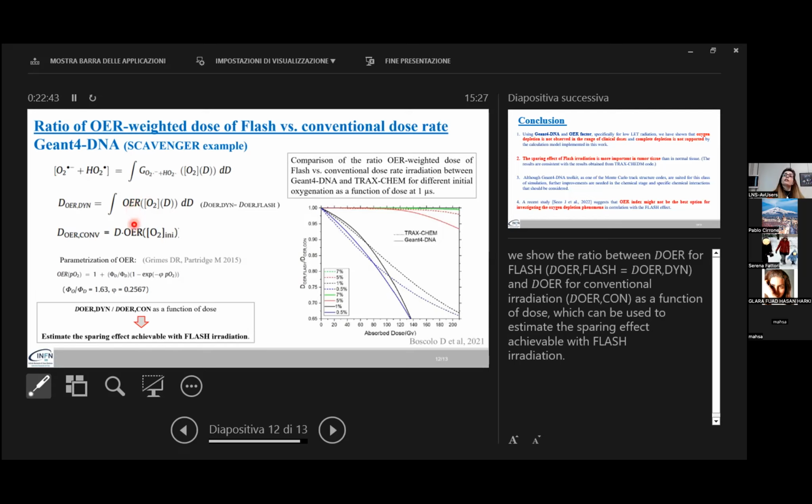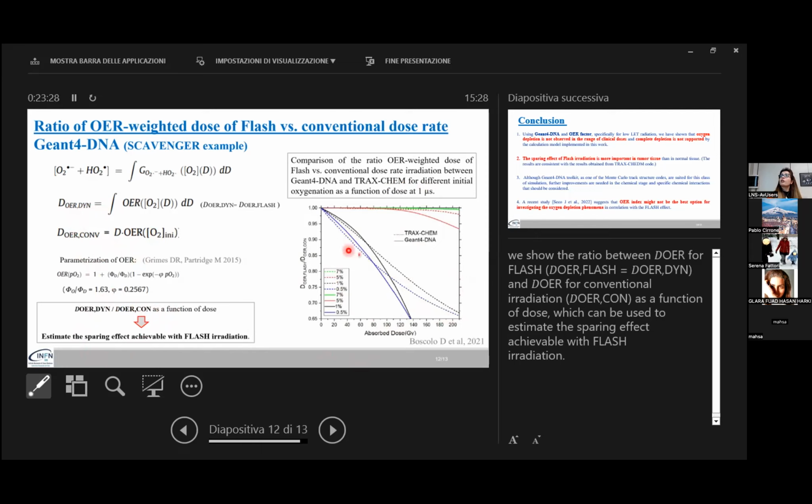So for the calculation of the oxygen effects, we calculate the OER weighted dose under dynamic oxygenation. It means after irradiation of flash, the oxygen concentration has changed. But in conventional, the oxygen concentration is constant. So the ratio of these two parameters as a function of dose can be used to estimate the sparing effect achievable in flash conditions.